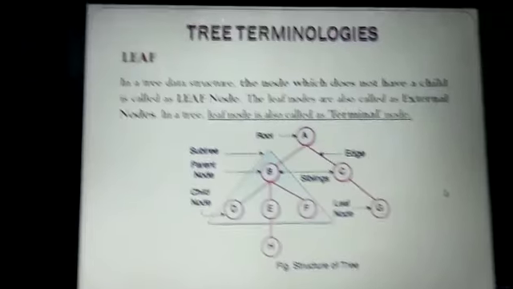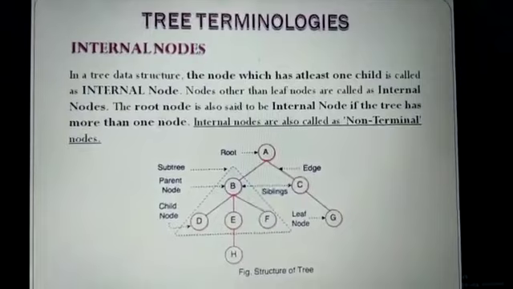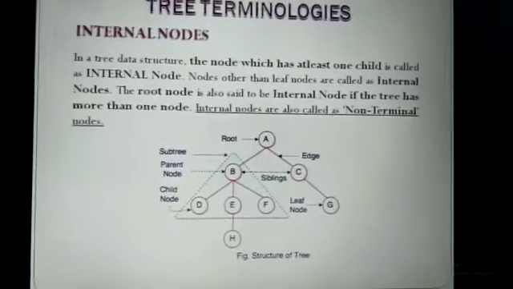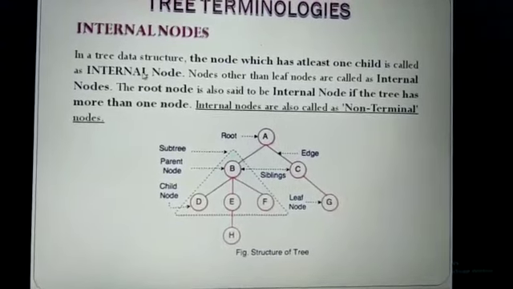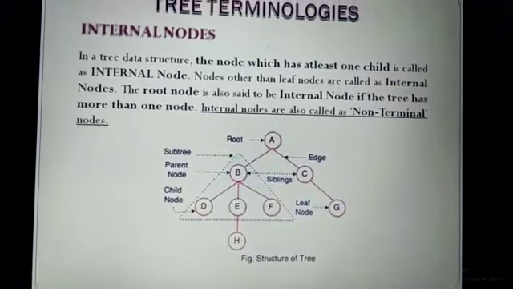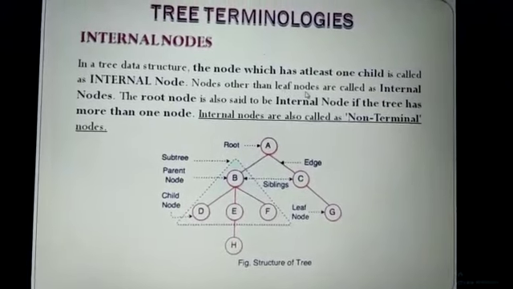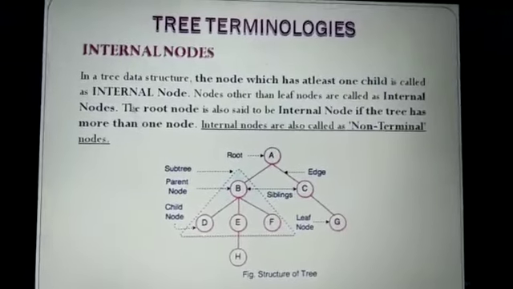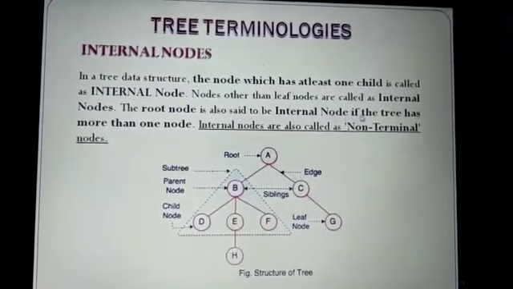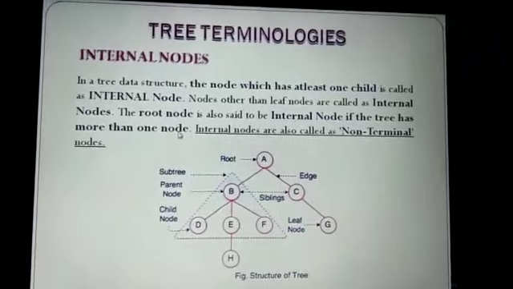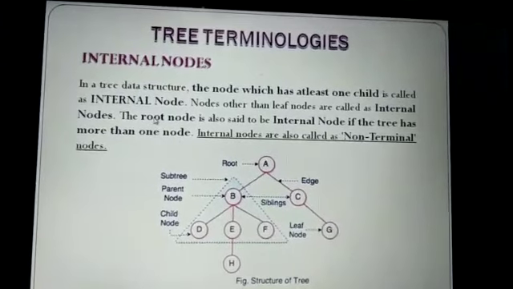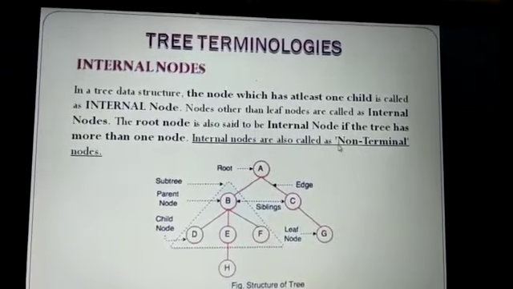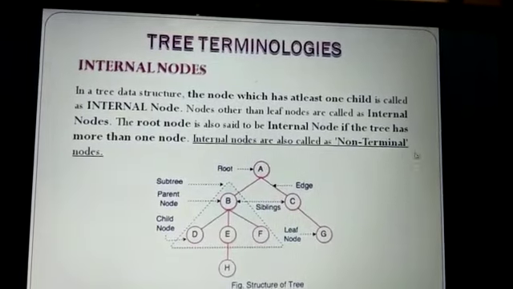The next terminology is internal nodes. In a tree data structure, the node which has at least one child is called an internal node. Nodes other than leaf nodes are called internal nodes because leaf nodes don't have children. The root node is also said to be an internal node if the tree has more than one node. Internal nodes are also called non-terminal nodes.